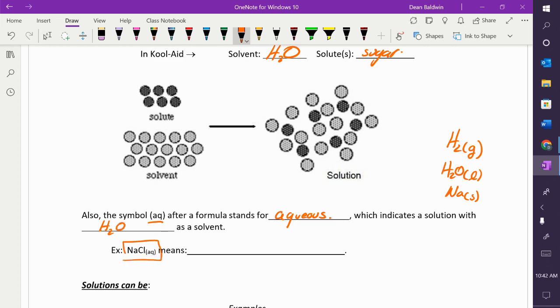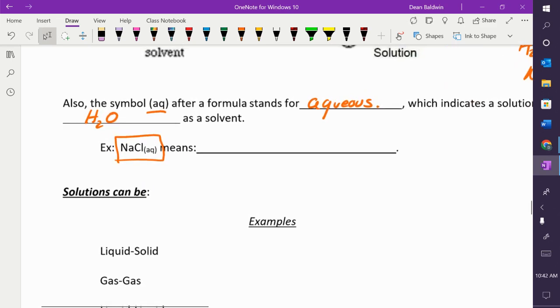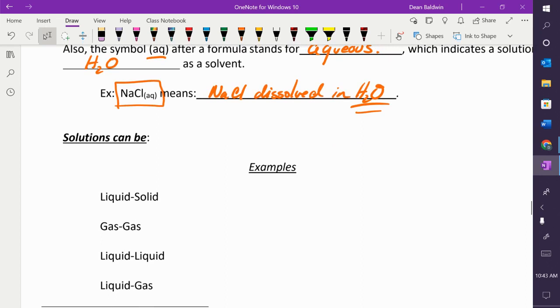So we would just say NaCl, sodium chloride, which is table salt, AQ, which means sodium chloride, table salt, dissolved in water. As soon as you see AQ, you know the solvent is water. It doesn't always have to be liquids and solids, though. For a solution, that's a common one that we see a lot. So liquid, solid, we've just done it. Salt water.